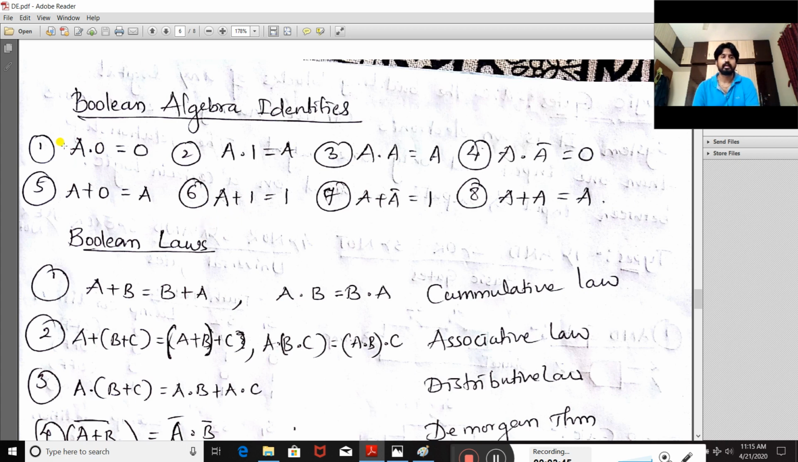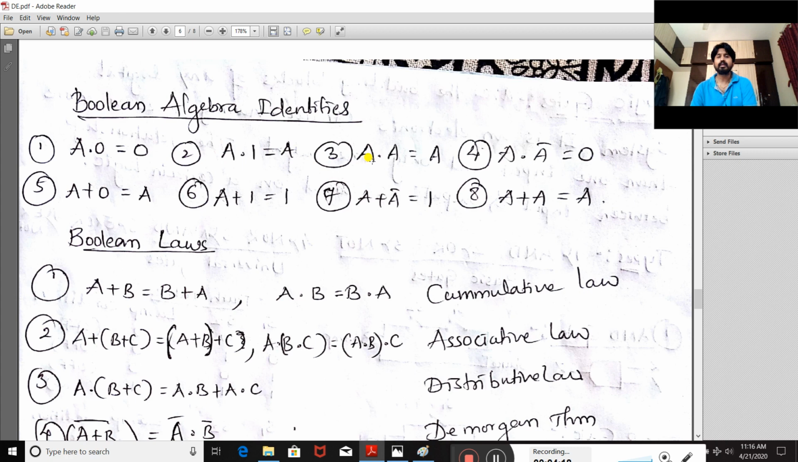Let's see. A into 0 is equal to 0. This is the basic expression. So 1 into 0 is 0, or if A is 0, then 0 into 0 is 0 only. No explanation is needed. The second one is A dot 1 is equal to A. For example, if A is logical 0, then 0 into 1 is 0, which is A. If A is 1, then also it is A.